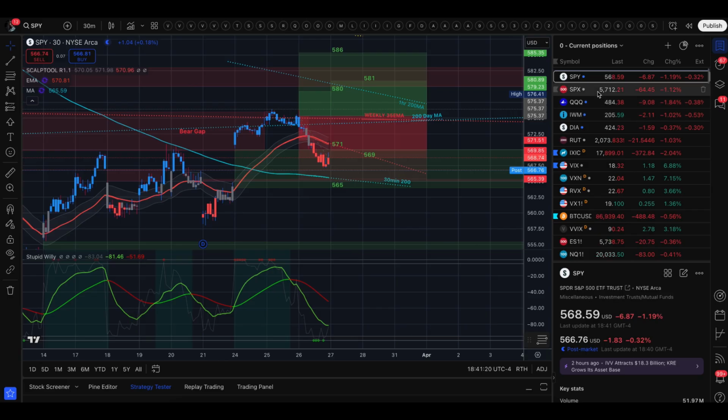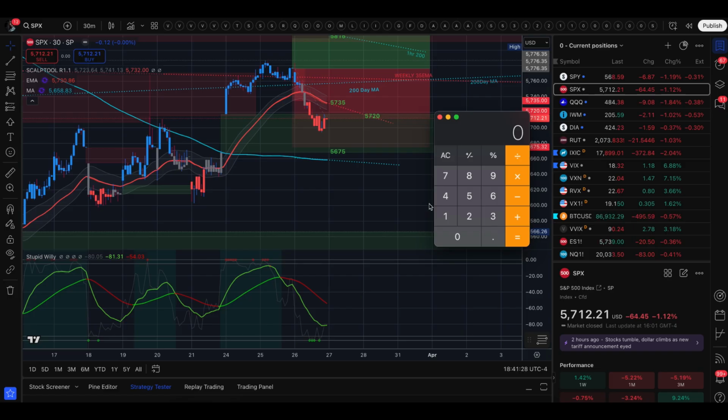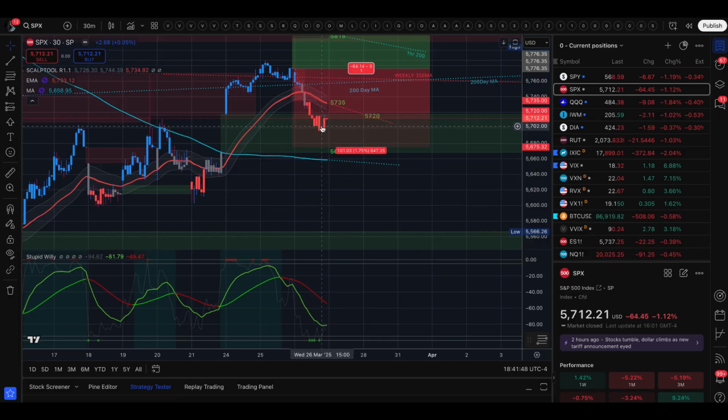So let's try that with SPX. With SPX, if we added all three strikes together, that would be 57.35 plus 57.20 plus 56.75. That would equal 17.130, and divide that by 3. And so 57.10 would be the strike that you would sell. So 57.10 is just underneath where we closed. So that would have filled down here and we would have closed up, and that would have closed 100%.